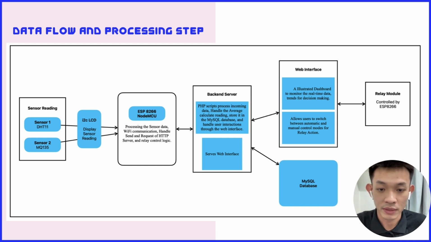For the data processing, upon receiving the raw sensor data, the ESP processes the information. It evaluates the environmental parameters against the predefined thresholds. If the system is in auto mode, the microcontroller decides whether to activate the relay to control the external device, like fans, to ensure optimal air circulation.